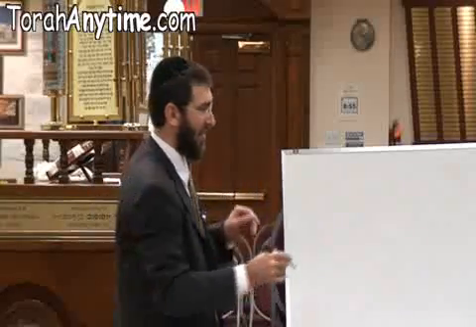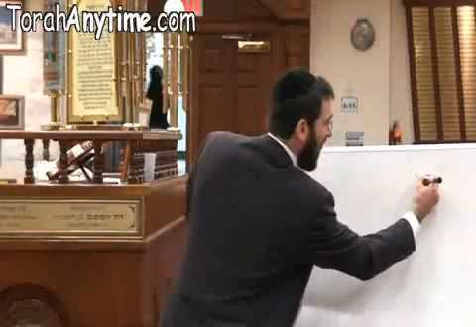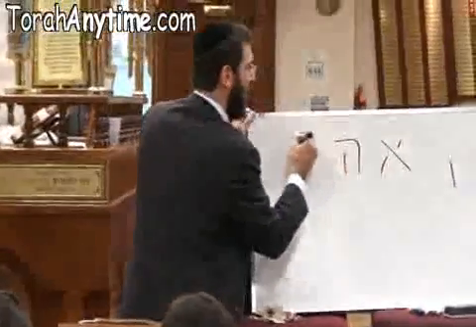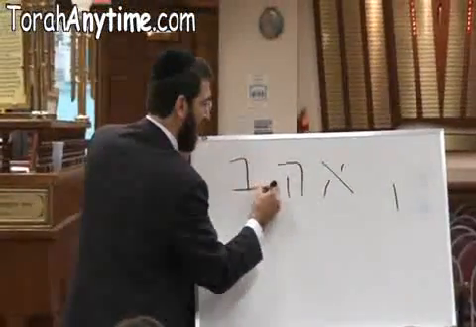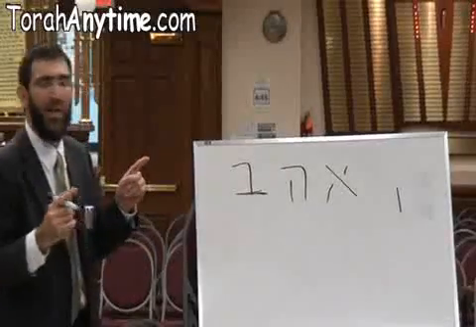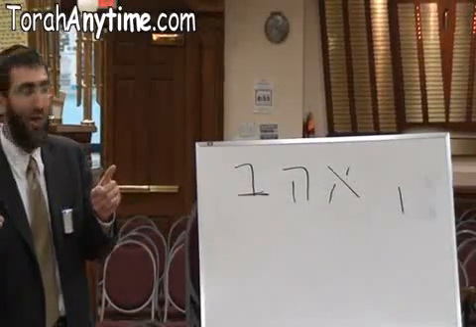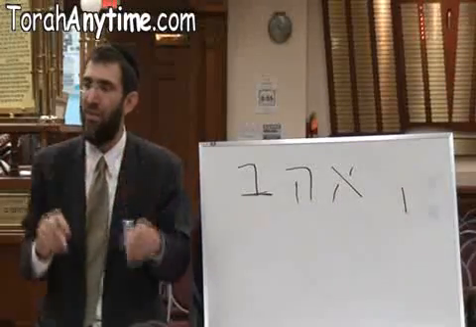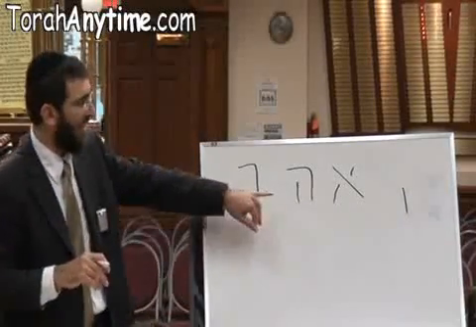How do we say love in Hebrew? Let's look at the verb. Ahav. These three letters are the three letters that Hashem used to create the reality called love. Now let's see if we can understand it.